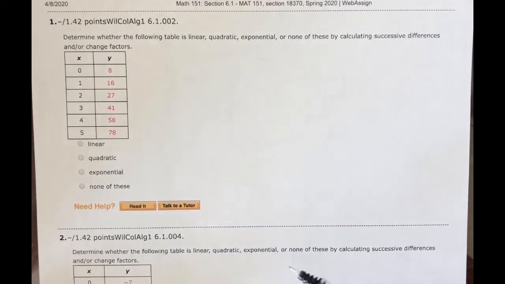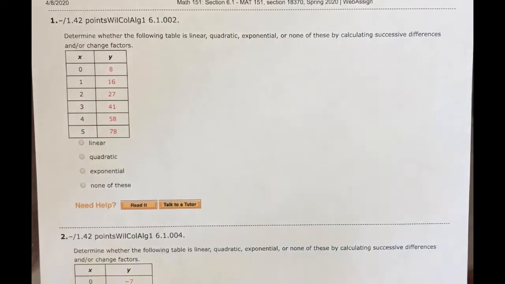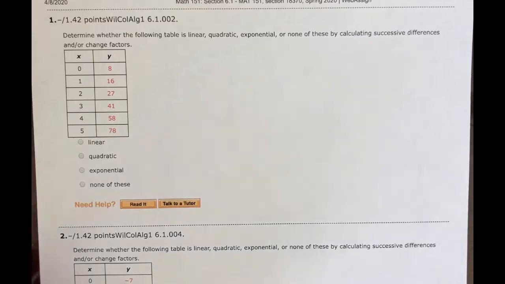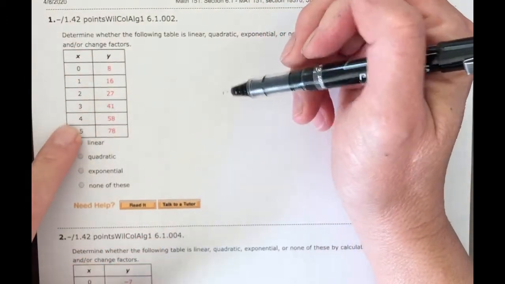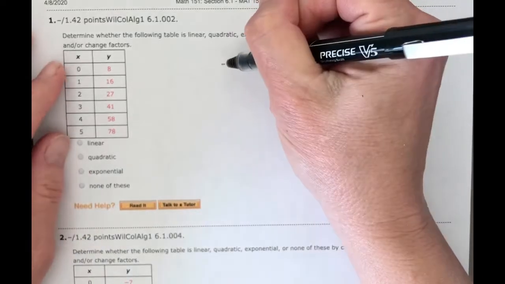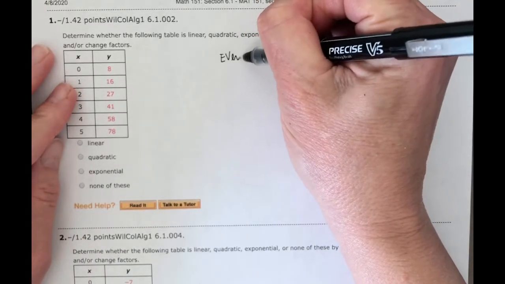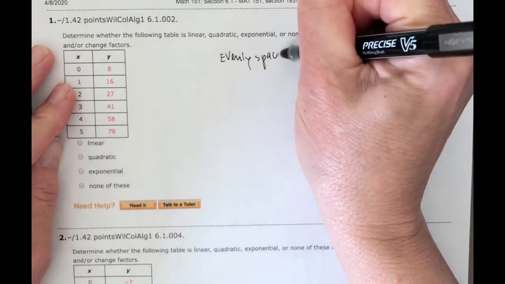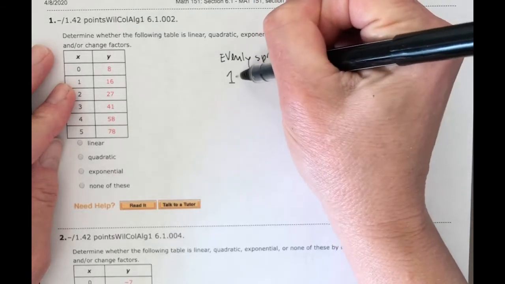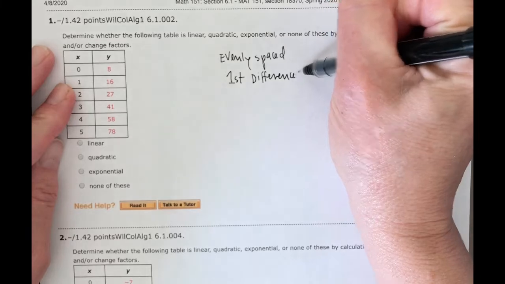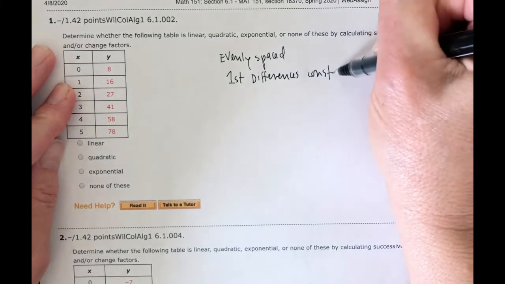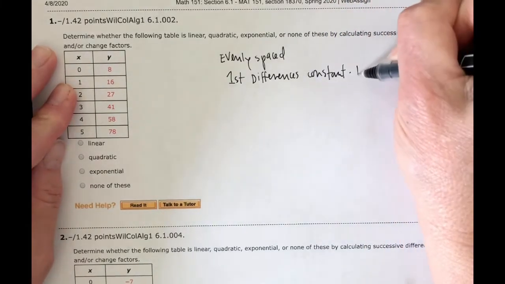Numbers 1 and 2, we're given a table and we're supposed to figure out if this represents a linear, quadratic, exponential, or maybe none of those. And I want you to remember these are all evenly spaced input values, and that's important. If you have evenly spaced input values and your first differences are all constant, you'll remember that that indicates a linear function.